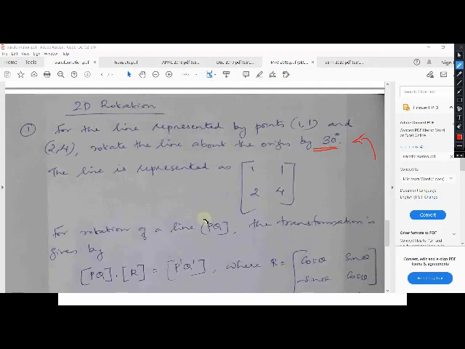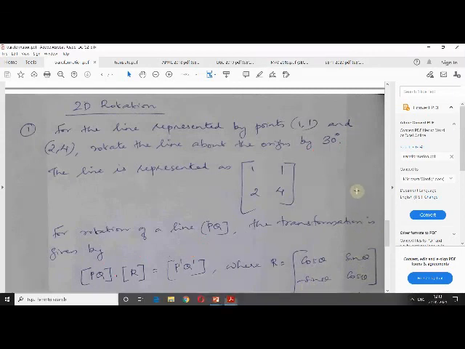For rotating the line PQ, we have the rotation matrix, that is the line PQ into the rotation matrix R gives you the new line P dash Q dash, where R is the rotation matrix. When the angle is positive, we have R equal to cos theta, sin theta, minus sin theta, cos theta. If the angle is negative, or if it is turned in the clockwise direction, then the R value will be slightly different.